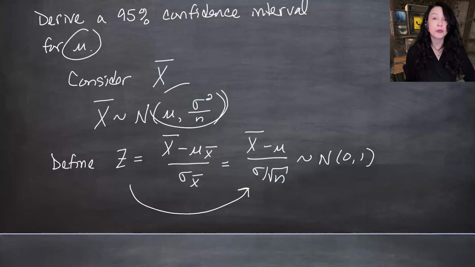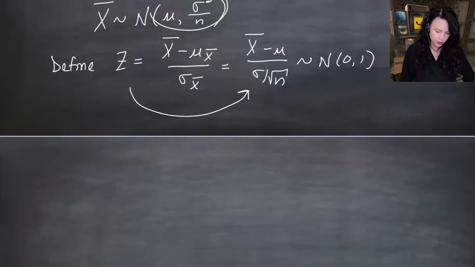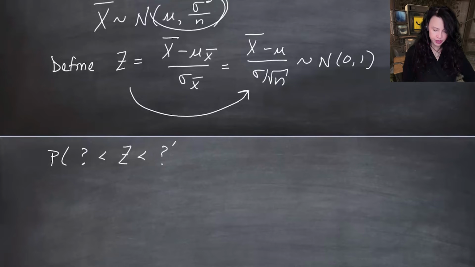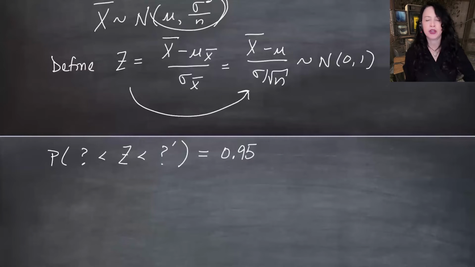I can find numbers that Z is within with the right probability. So let's consider putting Z, a standard normal random variable, between two numbers. I'll just call them question mark and question mark prime. And I want to choose those numbers so that I get probability 0.95. This is going to be a Z table calculation.